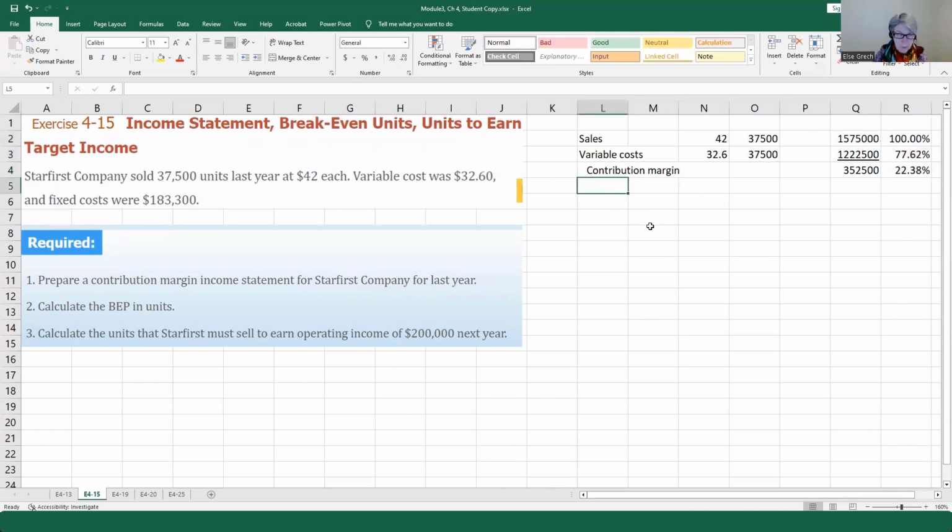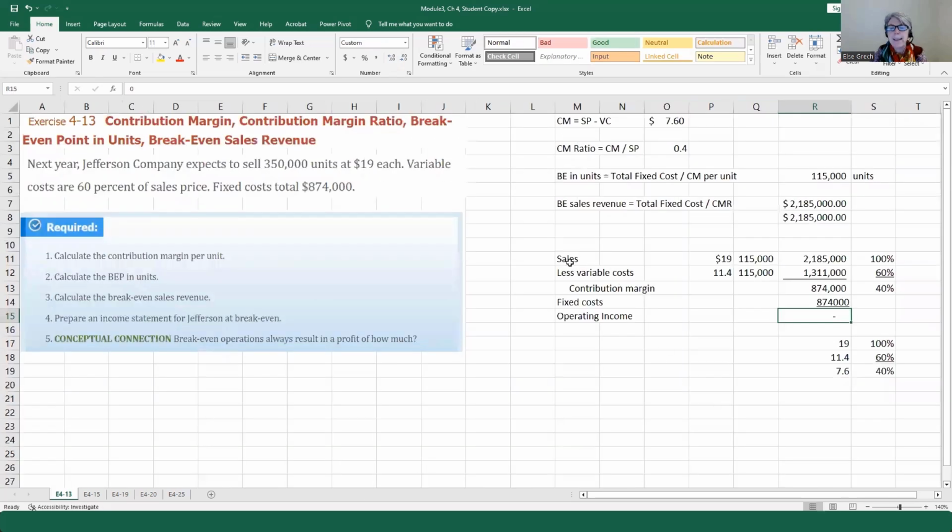So now I'm going to do my fixed costs. And I'm going to subtract my fixed costs, which is 183,300. There we go. And this last number is going to be our operating income. Remember that operating income is equal to income before income tax. So on a regular income statement, this would be equal to income before income tax. So prepare a contribution margin income statement, already done. You can see how similar it is? It's identical to what we did previously, right?